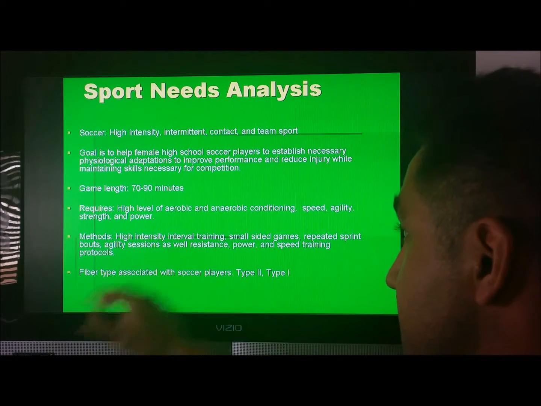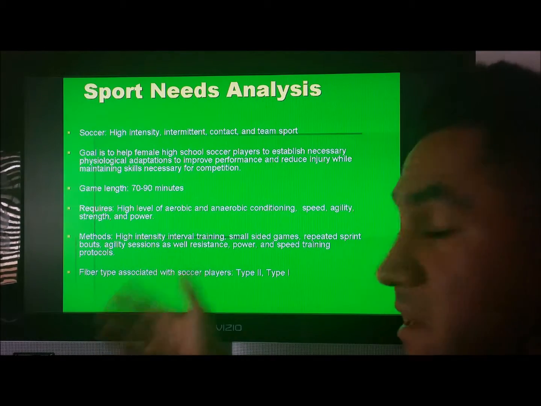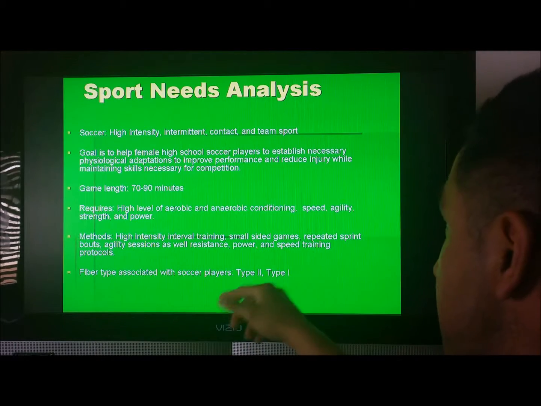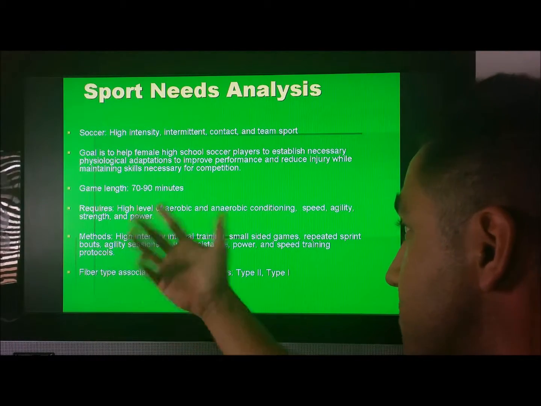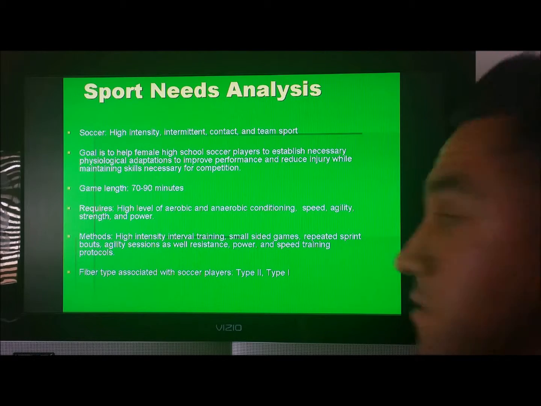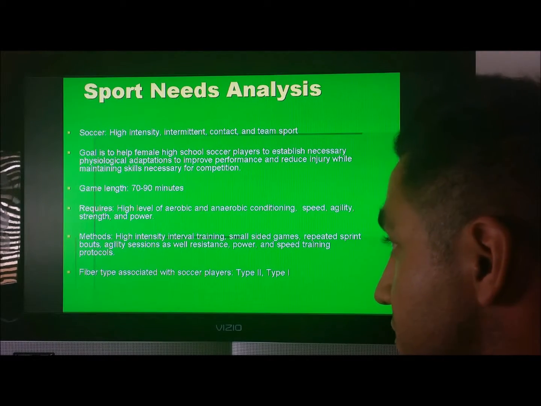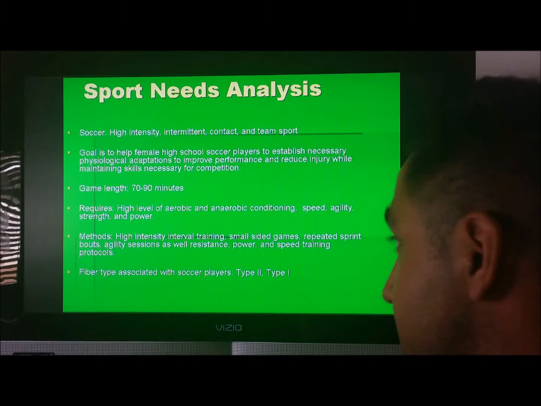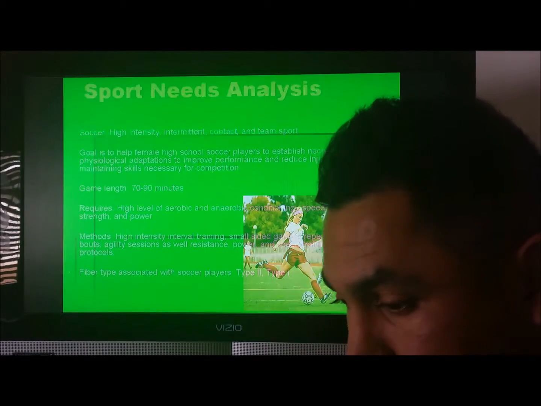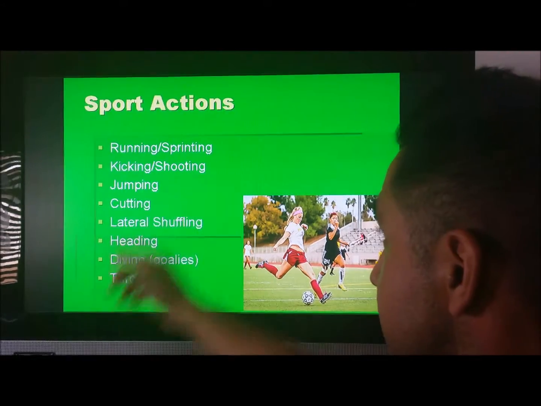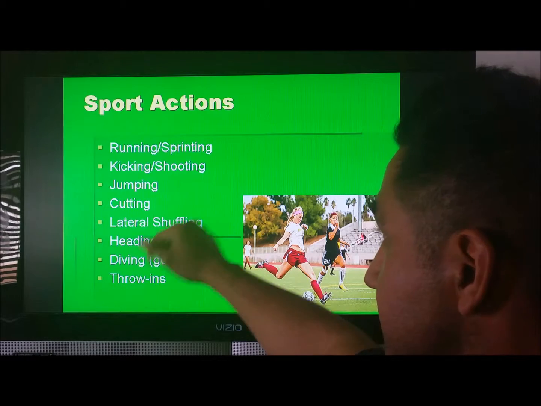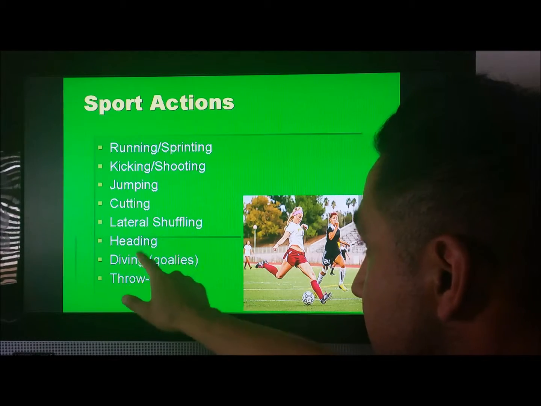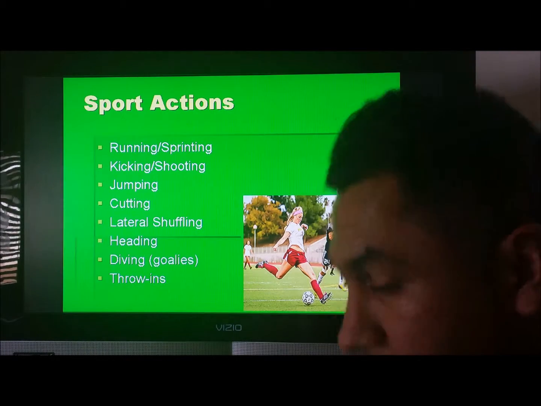How we're going to do that is through interval training, small-sided games to maintain touch, repeated sprint bouts, agility sessions, and resistance, power, and speed training protocols. The fiber type associated with soccer players is usually type 2, type 1. Sport actions are running, sprinting, kicking, jumping, lateral shuffling, heading, diving for goalies, and throw-ins.